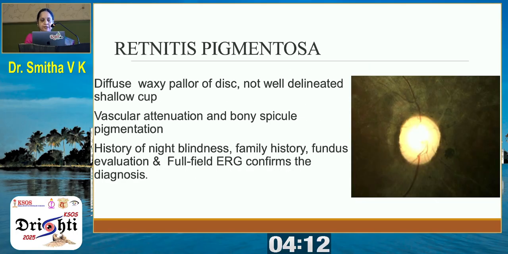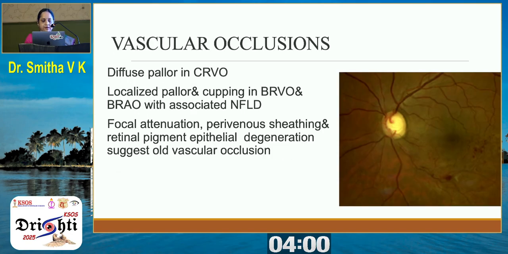In retinitis pigmentosa, there is diffuse waxy pallor of the disc and the cup is not well delineated, and there is vascular attenuation and bony spicule pigmentation. In CRVO, there is diffuse pallor of the disc, and in BRVO and BRAO, there will be localized pallor and cupping with associated nerve fiber layer defect.